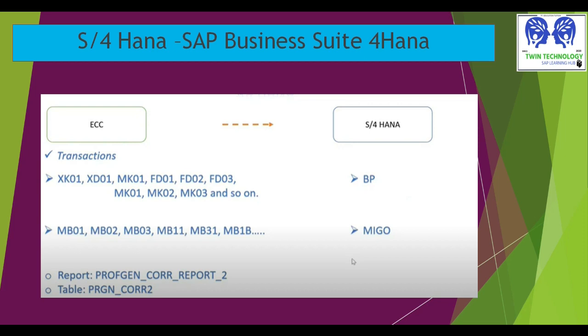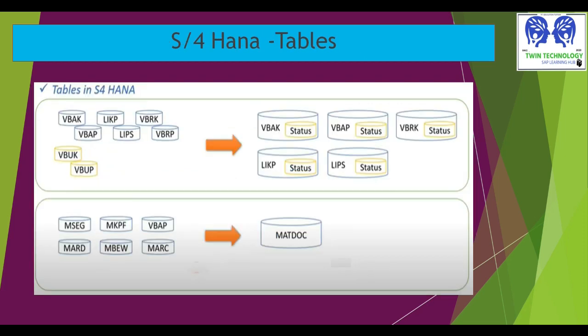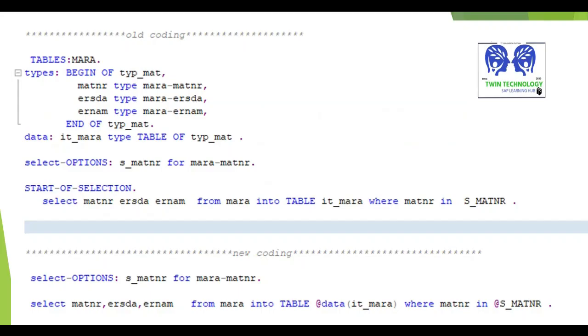These transaction codes are built into MIGO. These transaction codes are built into BP. So this is the easiest way to understand the migration process. In the coding part, it is also migrated. For example, in old coding, you declare the table, begin of structure name, internal table, select query, select options, and select query. The easiest way of migrating to new coding is only to declare the select query.